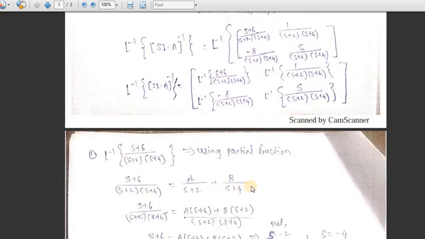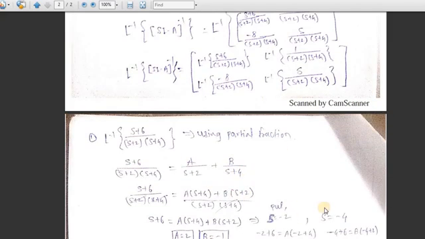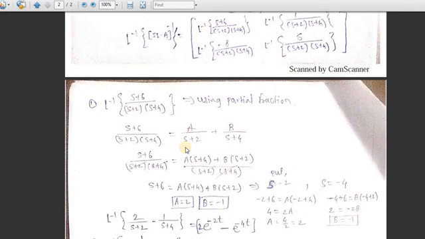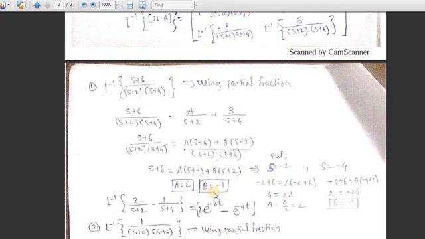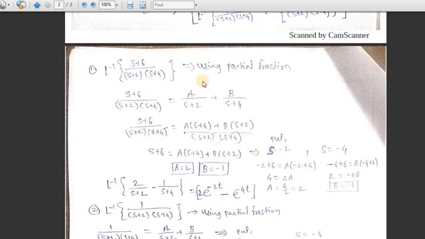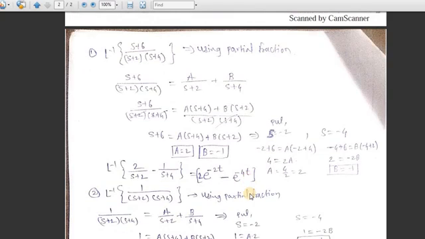If I solve using partial fractions, putting s equals minus 2 and s equals minus 4, we can get the values of A and B like this. A is equal to 2 and B is equal to minus 1. So if I put them in, the first factor is 2 by (s+2) and the second factor is minus 1 by (s+4). If I take its inverse, it is going to be simply 2e^(-2t) minus e^(-4t).